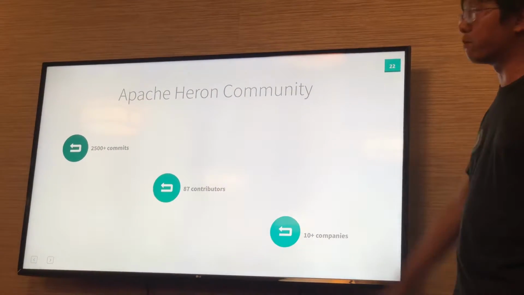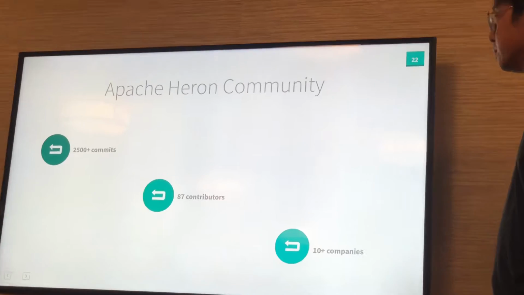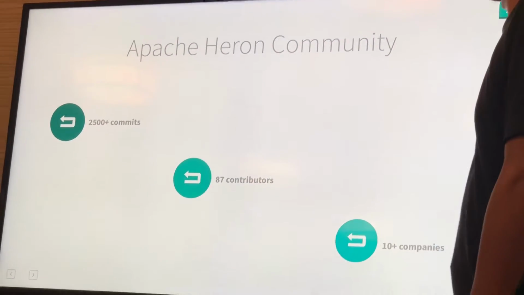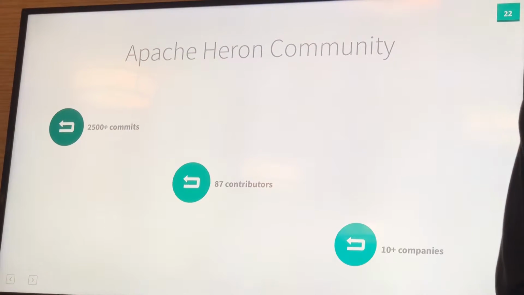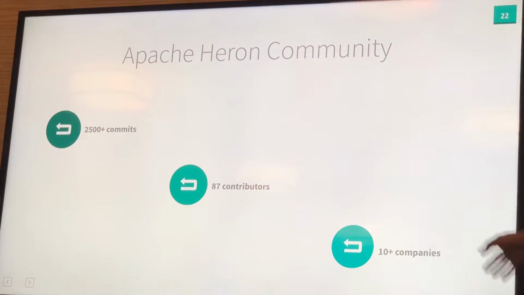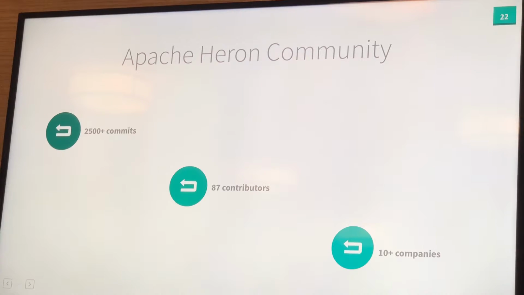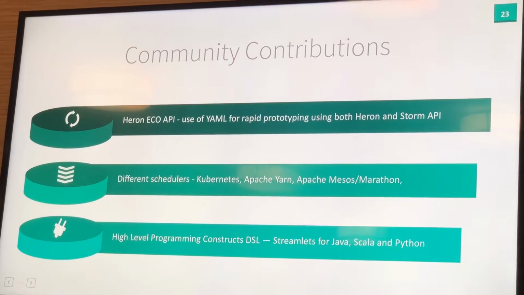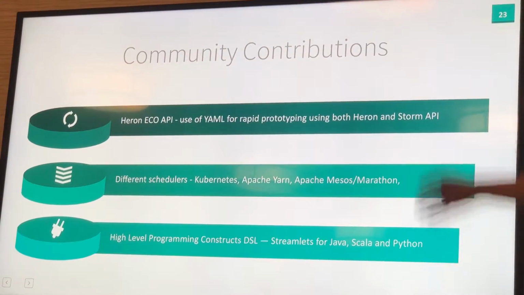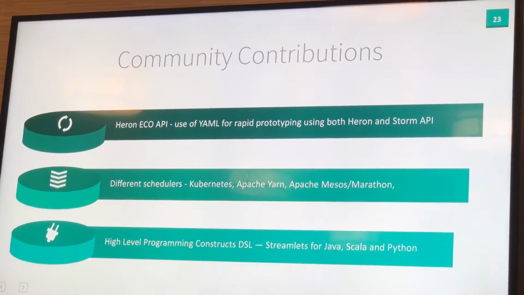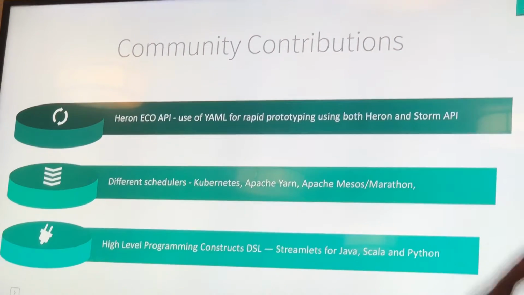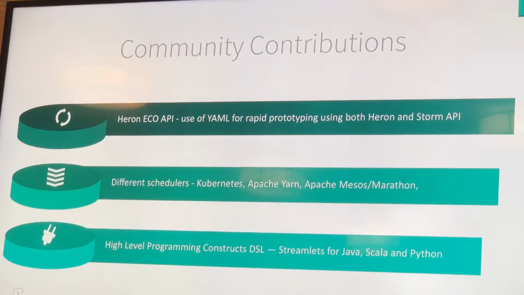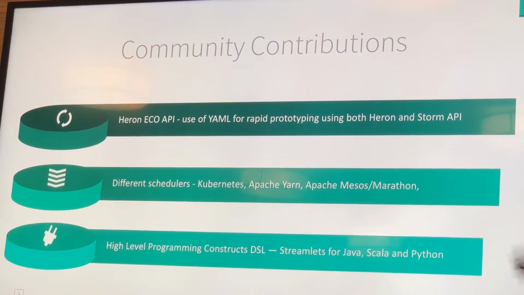These are the numbers. They are relatively old, outdated, from 5 months ago, but we have about 2,500 commits, 80-something contributors, and 10-plus companies using Heron. And we hope for more. These are some examples, not really from development inside Twitter. This is from the community, including Streamlio, some people from Microsoft, and some other people as well. These are just some examples.